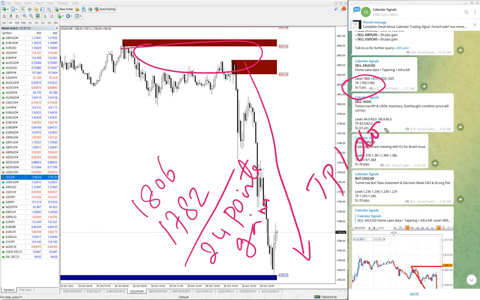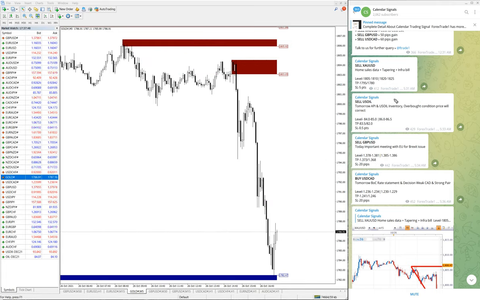TP1 done, and target 2 1782, just 2 points away. God willing, that will also reach in another 2 or 3 hours. Today's gold signal performed very well, and target 1 already reached, and target 2 just 2 points away. And those who have followed this signal would have made this huge profit of 24 points just by following our free signal.